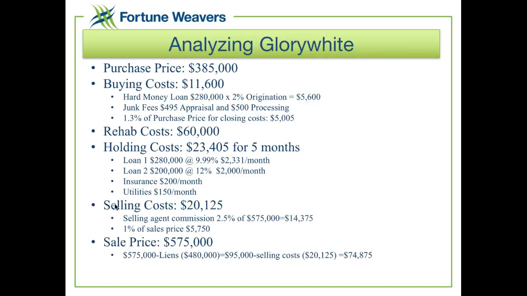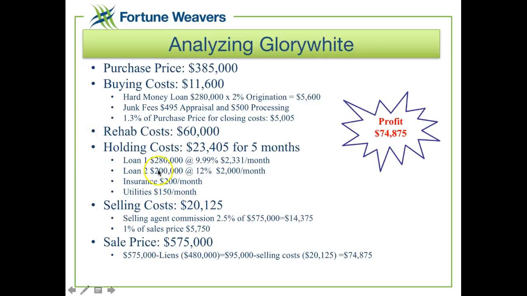So here's what you need to figure out. What is your net profit? So it's real simple when you have loans because those become your liens. So our two loans are $280,000 for loan 1, loan 2 is $200,000, as you can see here. Okay, and if you back out the liens, $575,000 minus the $480,000 in loans equals $95,000, minus your selling costs of $20,125, which is your commissions and your 1% of the selling price, for a total profit of $74,875, as you see in the callout here.